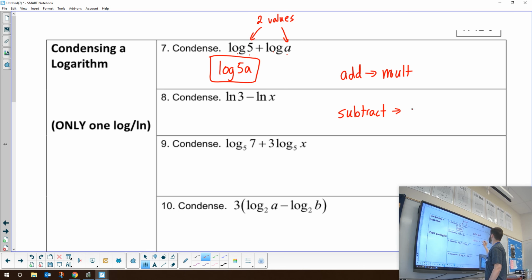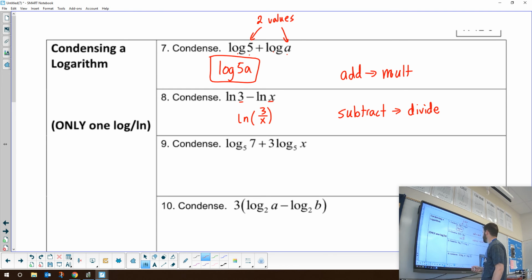The next one, if we are subtracting, remember what we do, we divide. So on this next one, it's going to look like this. We have two values, 3 and x, so it's just going to be natural log of 3 divided by x. Since we're subtracting, we divide.